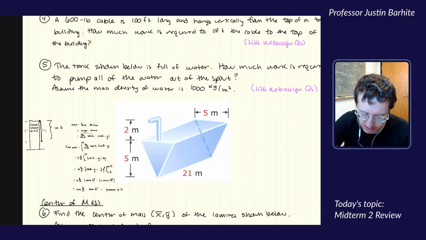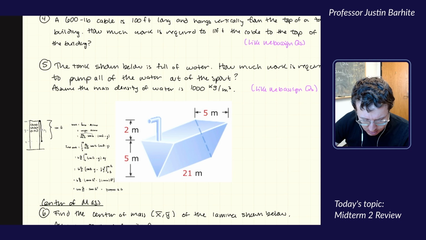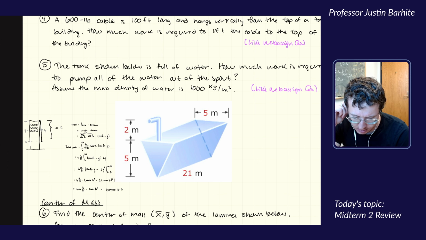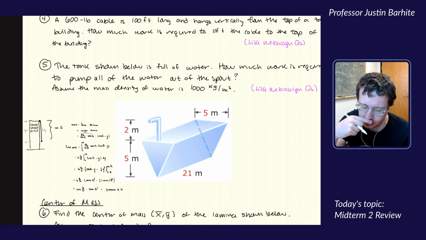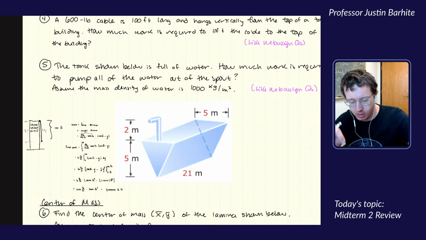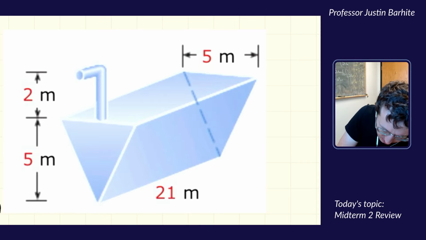Now, let's move on to everyone's favorite kind of work problem, the tank. We have a tank full of water. We want to find how much work is needed to empty the tank, to pump it all out of this spout, which is 2 meters above the top of the tank. Okay, so it's the same strategy as with the chain. The geometry just gets a little bit more involved.